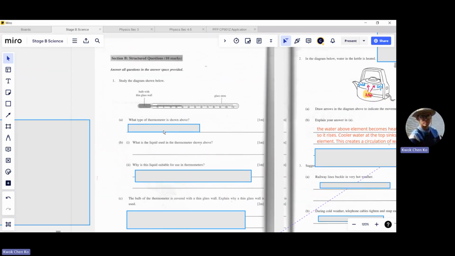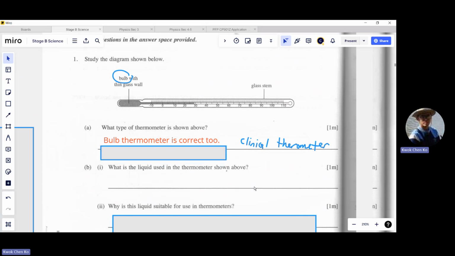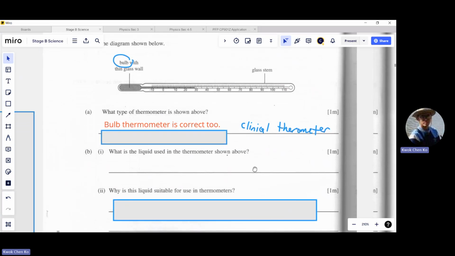Okay, that's an easy one. What kind of thermometer is this? Mercury. Mercury. Clinical thermometer. Okay, good. Clinical thermometer. Some people call it bulb thermometer because of the bulb here. That's fine too, but clinical is correct as well. Didn't you cover the answer? Yeah, why do you still write? Because there's another answer as well.